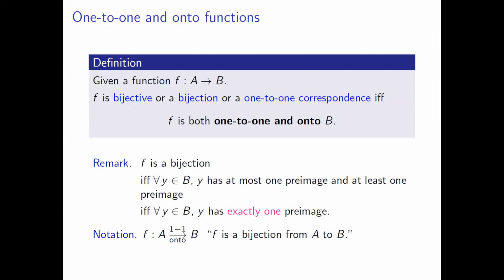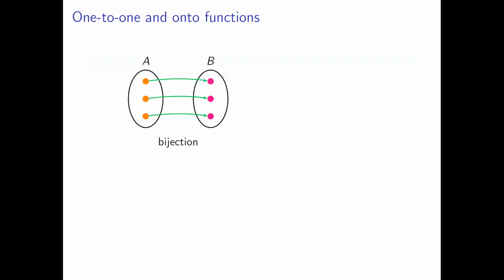We will sometimes use the following notation to denote that the function f from A to B is onto B. Here is a Venn diagram illustrating a bijective function. Observe that in a bijection, each element in the set A corresponds to exactly one element in the set B, and each element in the set B corresponds to exactly one element in the set A.